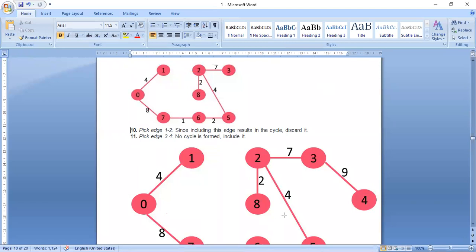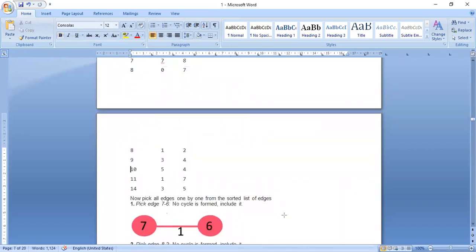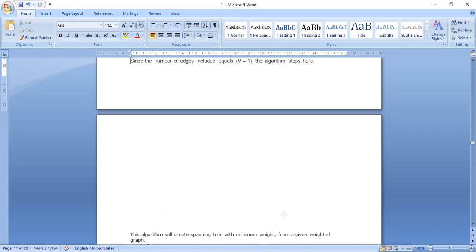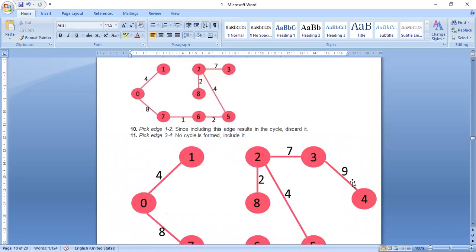Okay. So I will go for the next stage. What is the next stage? The edge with weight 9. What are the starting and end vertices? 3 and 4. So the edge 3, 4. If I add the edge 3, 4 to the given minimum spanning tree, is there any cycle formed? No. So I will include that one, 3, 4.